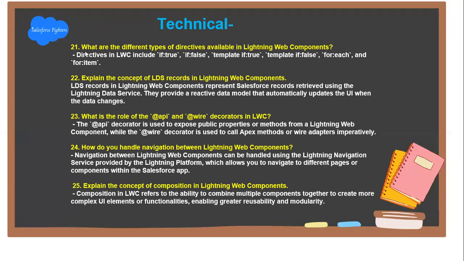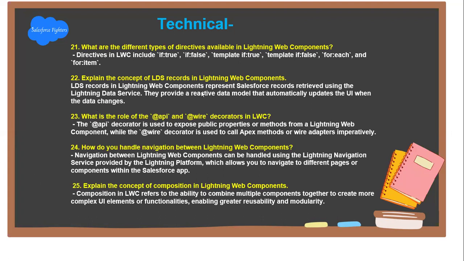Next question: what are the different types of directives in Lightning Web Components? Directives in LWC include if:true, if:false, template if:true, template if:false, for:each, and iterator. Next question: explain the concept of LDS records in Lightning Web Components.